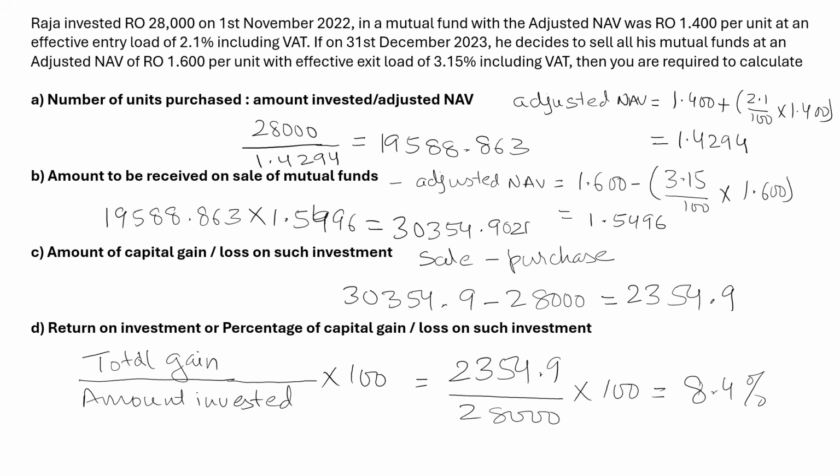The first question was related to purchase of mutual fund. We add the entry load when we purchase. The second question was selling. When we sell the mutual fund, we exit, we minus the exit load. And in question number 3, we have done both purchase and sell.